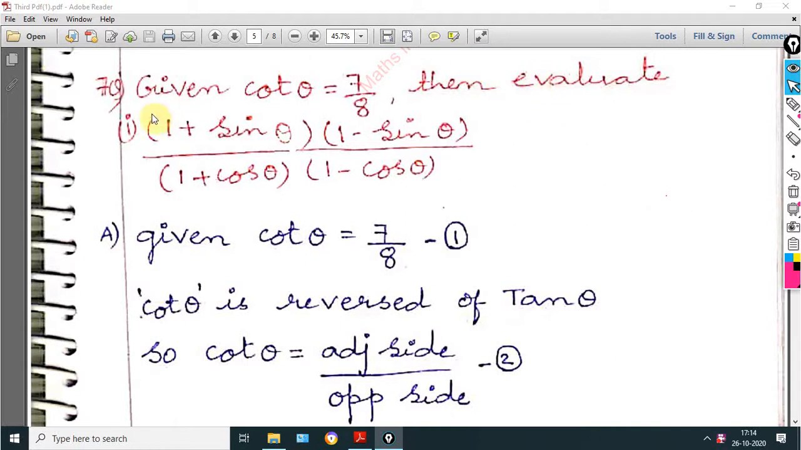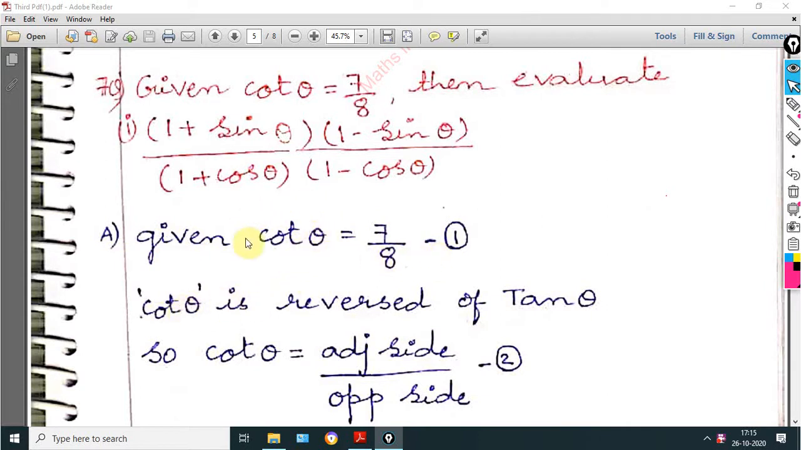So let's start. What is given? Given cot theta equal to 7 by 8. Then evaluate (1 plus sin theta)(1 minus sin theta) by (1 plus cos theta)(1 minus cos theta). First we write what is given: cot theta equal to 7 by 8. Let this be equation number 1.